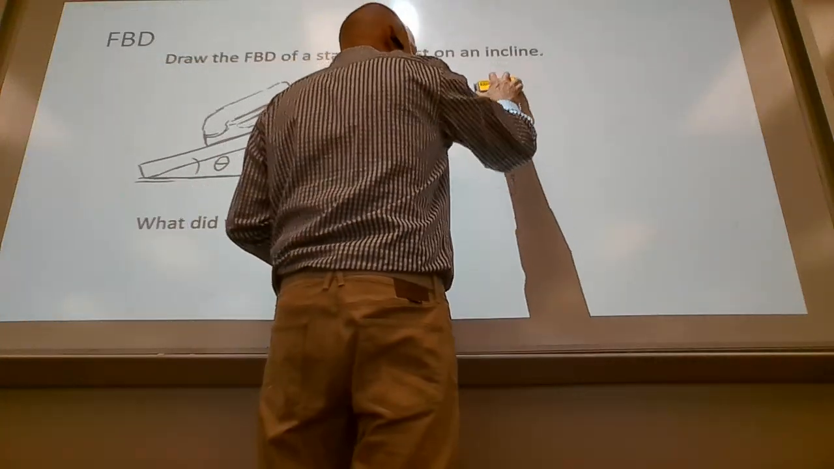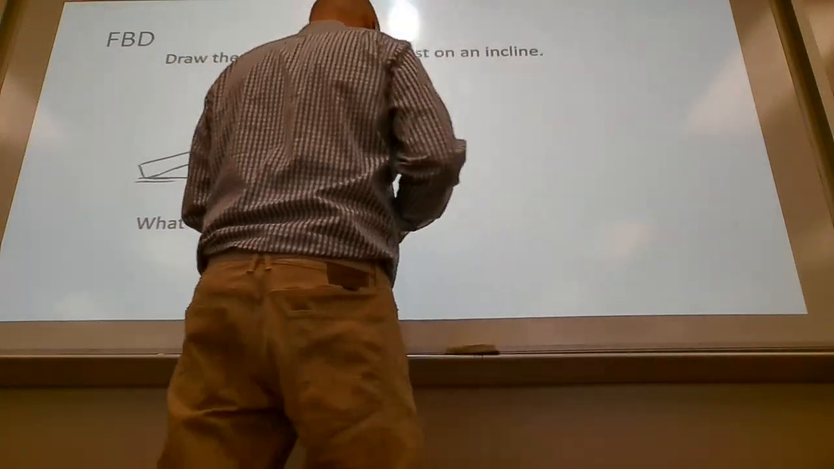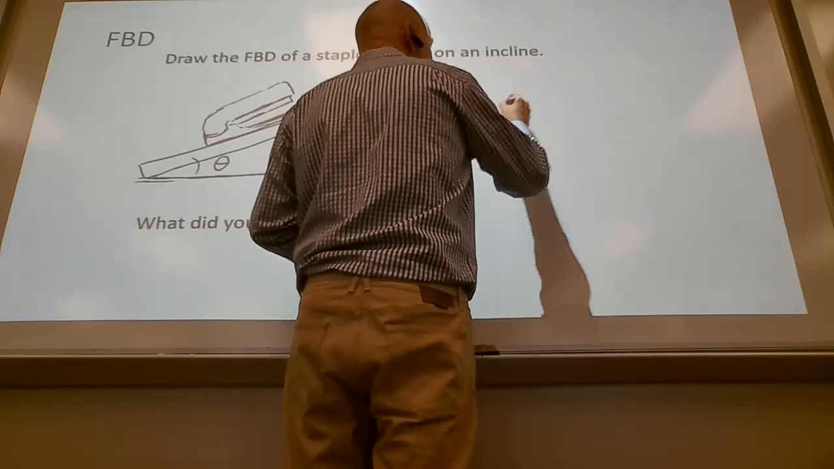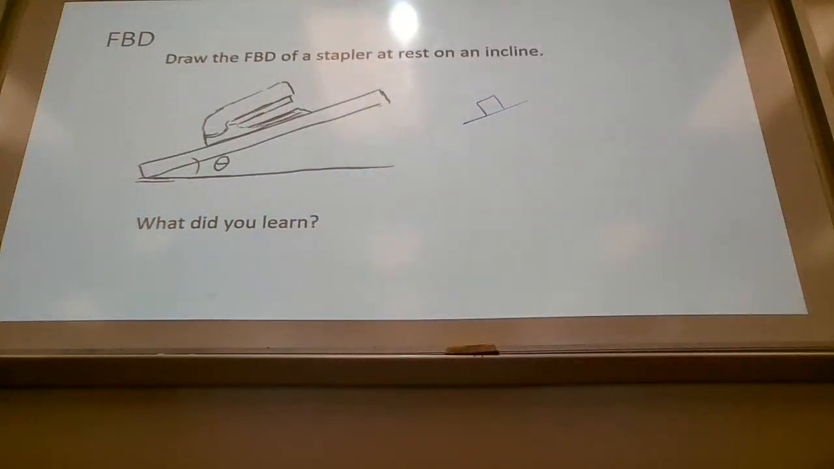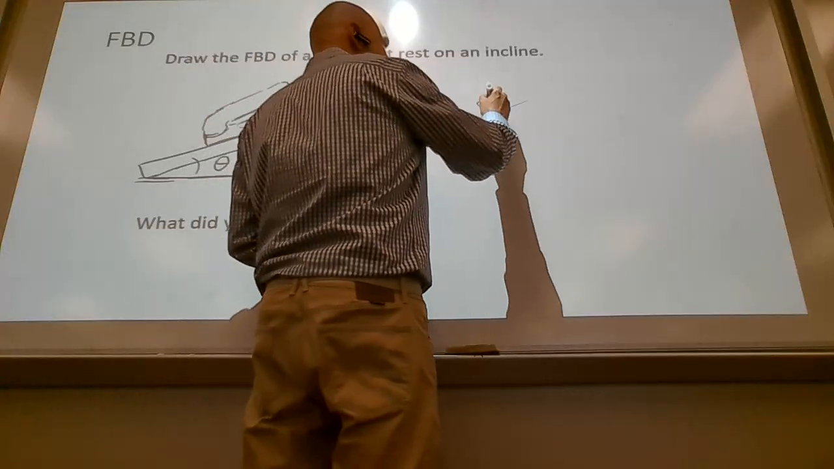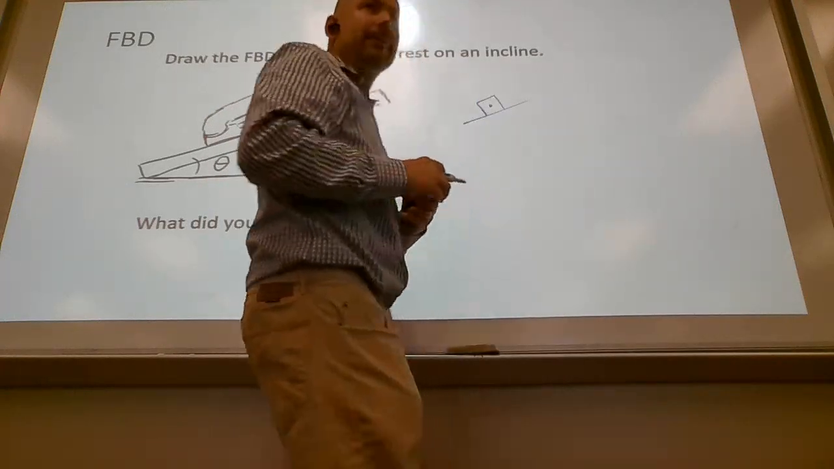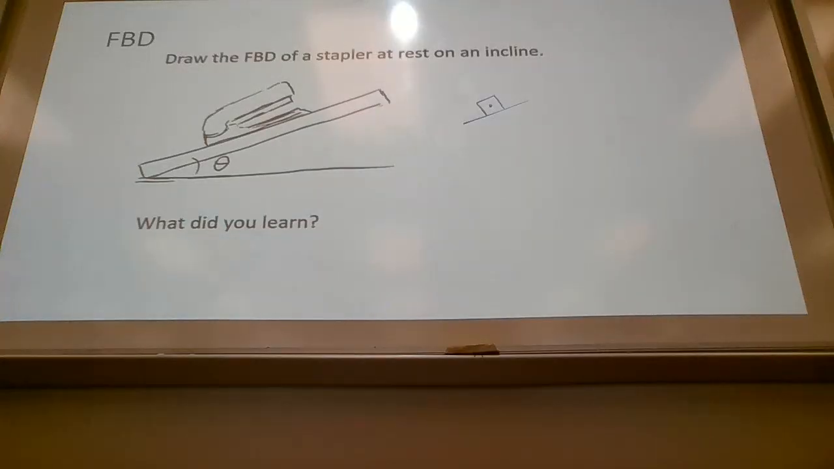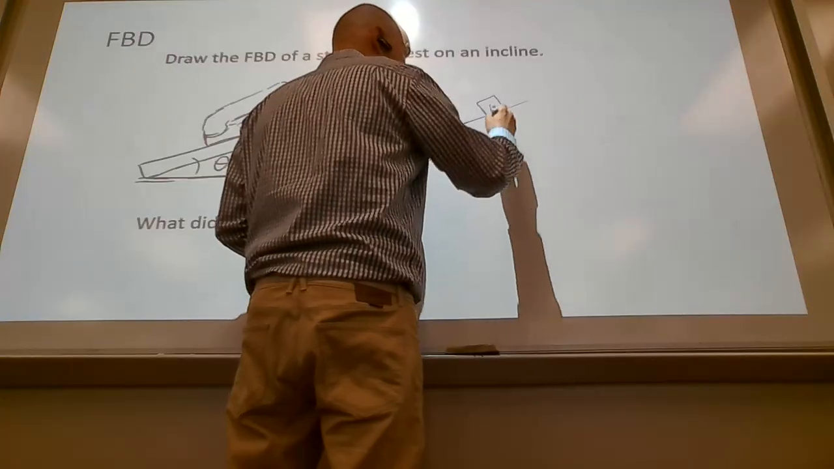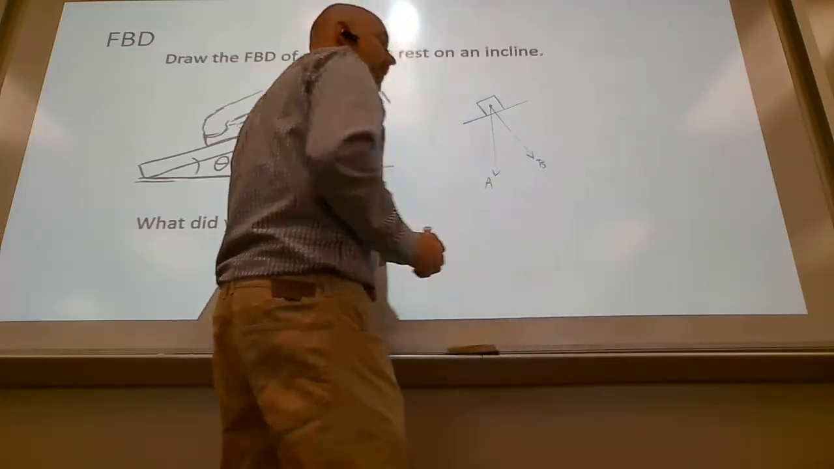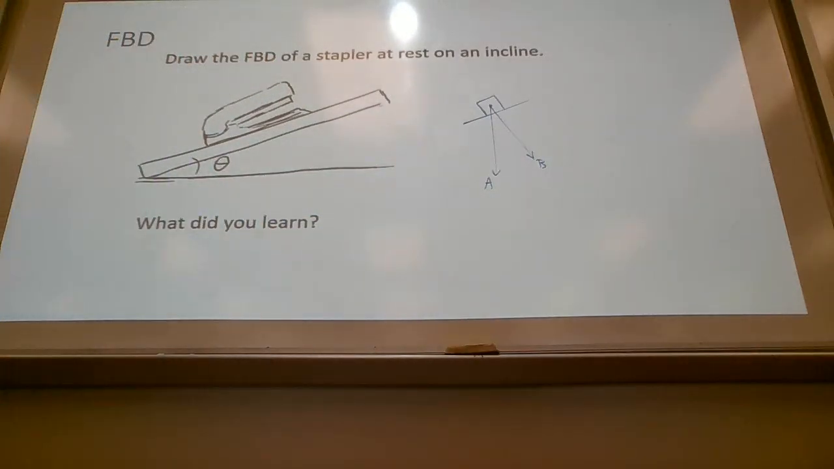Stapler on an incline at rest. Here's my recommendation. Anytime you find yourself the object on a hill, an incline, or ramp, draw the surface tilted at the incline and draw the box kind of on that tilted incline. Okay, I'll walk you through this one. This is a little more involved. Is gravity going A or B? Gravity goes straight down towards the center of the earth, A.